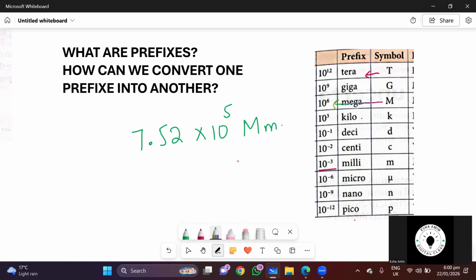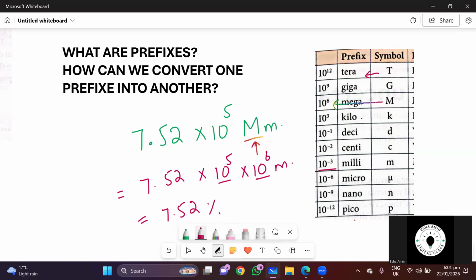So you just have to substitute the mathematical value of mega here, right? So your answer will be 7.52 into 10 power 5 into 10 power 6, because mega is equal to 10 power 6, meters. And if we combine these, as their bases are equal, we will add their powers. So that will be 7.52 into 10 power 5 plus 6, that is 11, meters. So now we have converted our answer into meters as a unit, right?